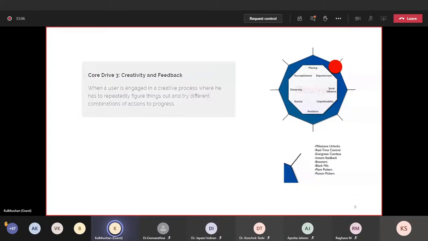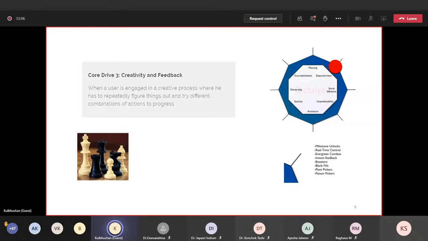So in your activity, if there is something which the player can change or creatively add in his or her own way, then that can appeal to core drive 3, the creativity and feedback core drive. For example, a simple game of chess. The rules are very simple and small in number, but still people play chess because it is a very creative problem.